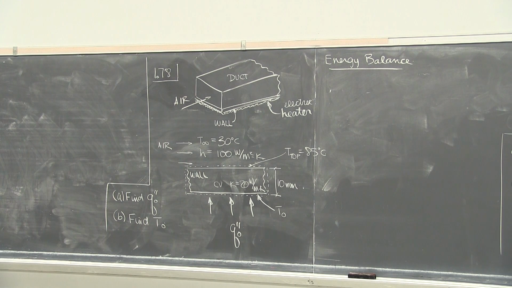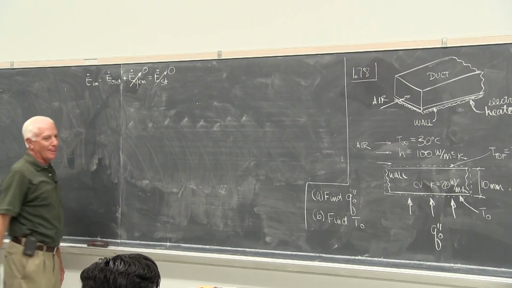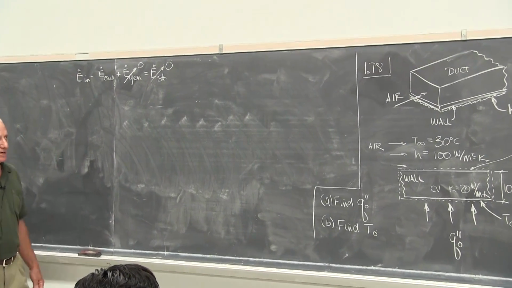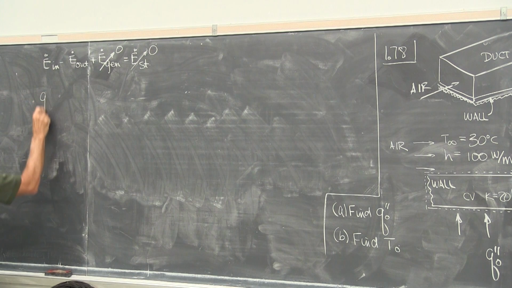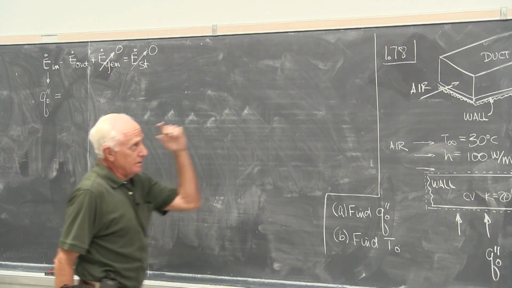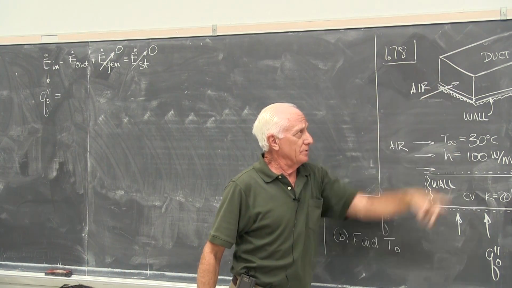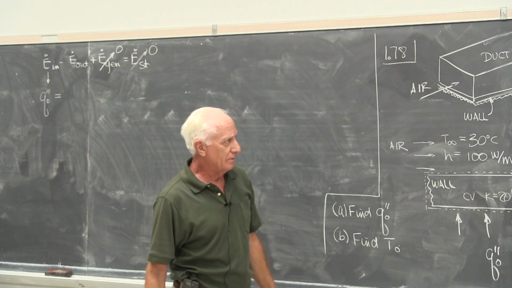Is the bottom wall generating any energy by nuclear reaction or by whatever? No, no. Anything coming in, crossing the dashed line? Oh yeah, from the bottom, Q naught double prime, that comes in. Anything going out? Oh yeah, the top. Is there radiation from there to the side walls of the duct? No, we're going to neglect it. Assumption is neglect radiation.